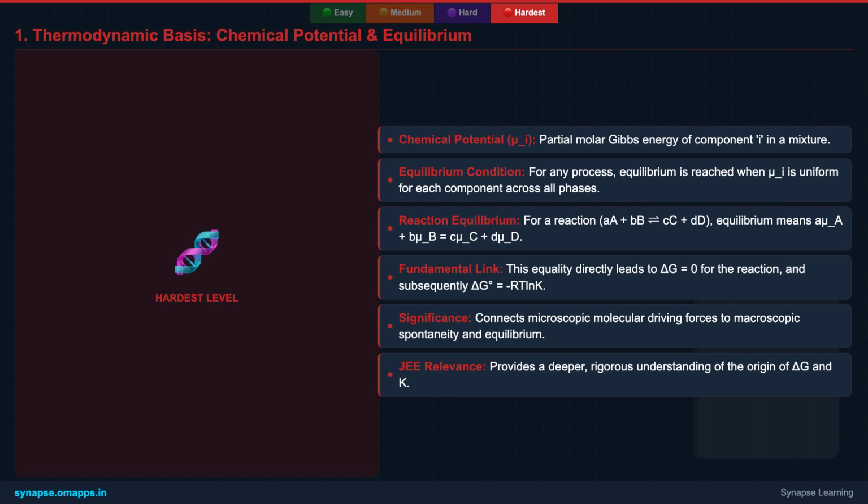This deep connection between chemical potential, a partial molar property, and the overall system spontaneity is a cornerstone of advanced physical chemistry, providing a robust framework for understanding all types of phase and reaction equilibria.